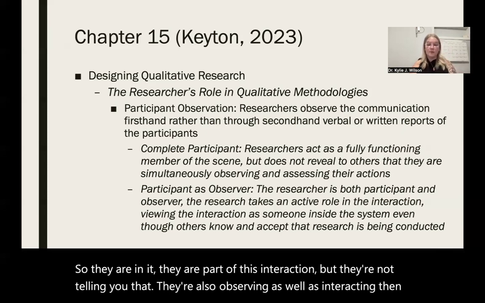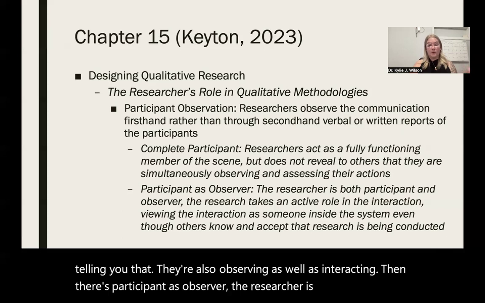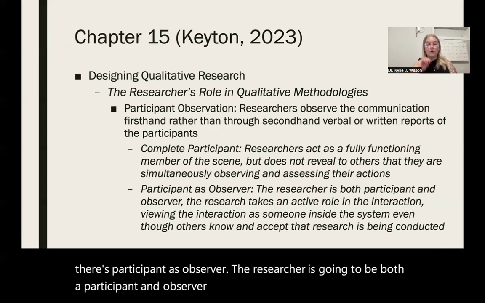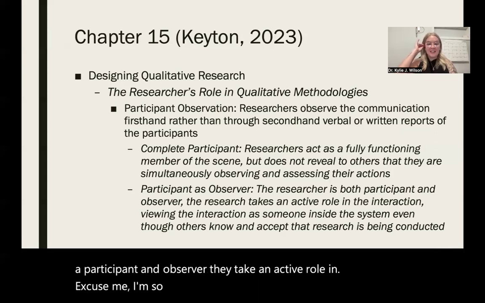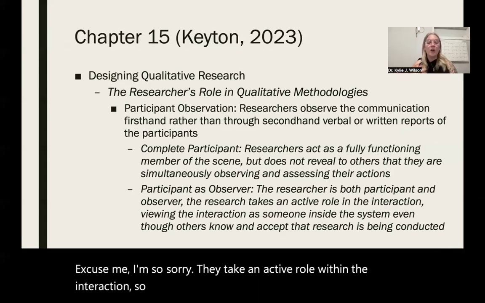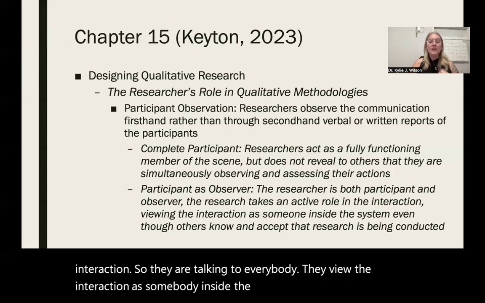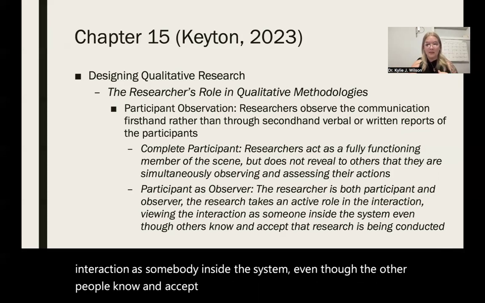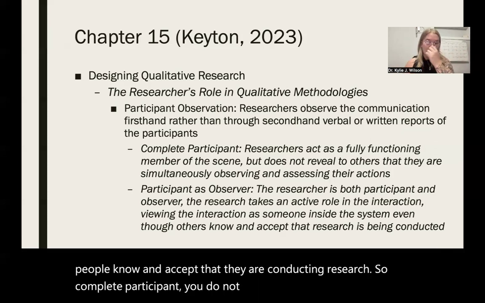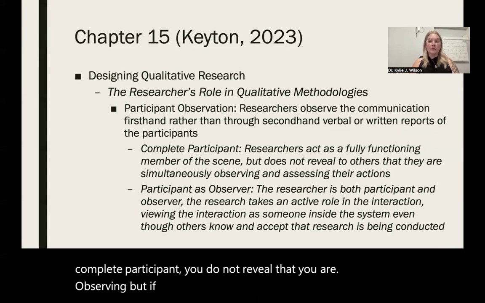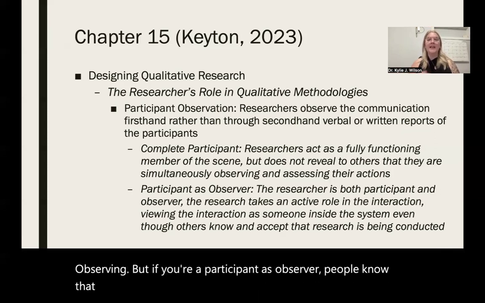Then there's participant as observer. The researcher is going to be both a participant and observer. They take an active role within the interaction, so they are talking to everybody. They view the interaction as somebody inside the system, even though the other people know and accept that they are conducting research. So, complete participant, you do not reveal that you are observing. But if you're a participant as observer, people know that you are observing as well as taking an active role. You are a part of that system.